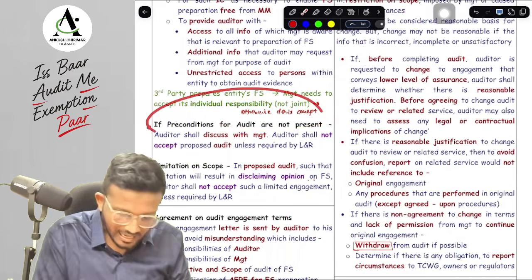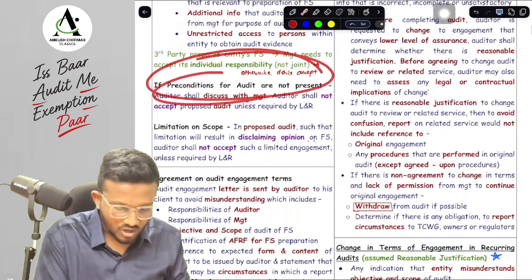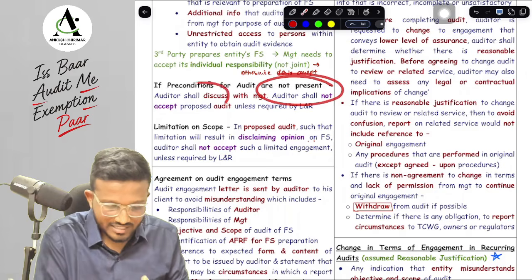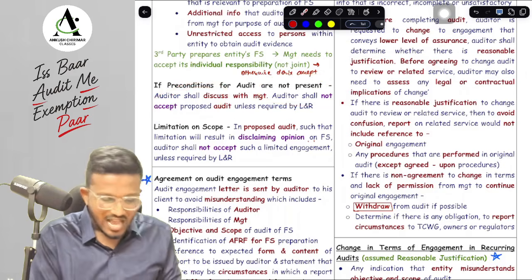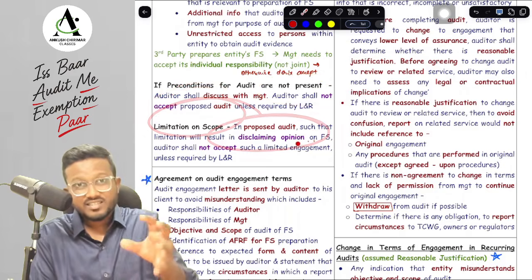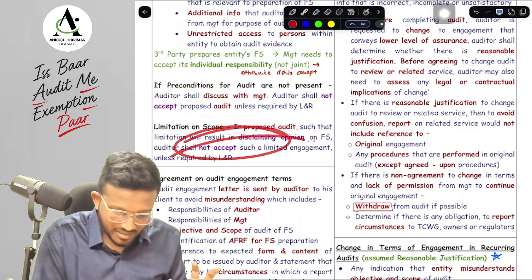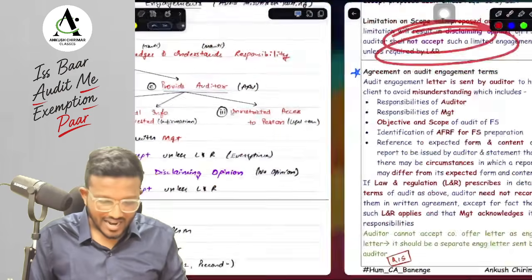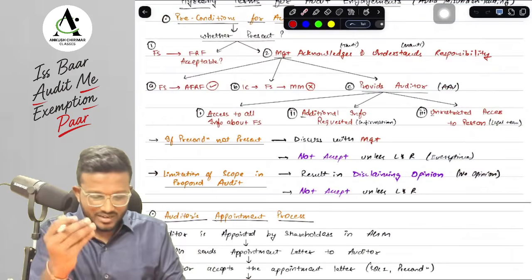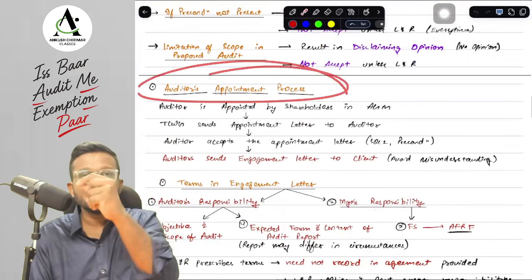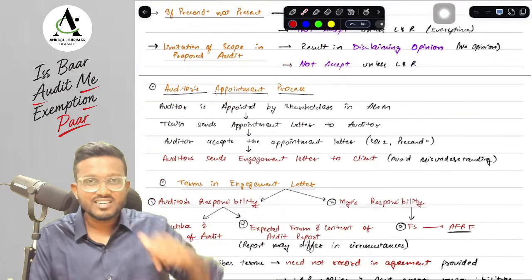Okay, yes sir. Next, if preconditions of audit are not present, we will discuss with the management. We will not accept the proposed audit unless required by law and regulation. And if there is a limitation on scope such that it will result in disclaiming an opinion, then we should not accept the engagement unless required by law and regulation. Okay, yes sir. Now if the preconditions for audit are present, there is an auditor's appointment process. You need to look at over here. You need to see this auditor's appointment process.